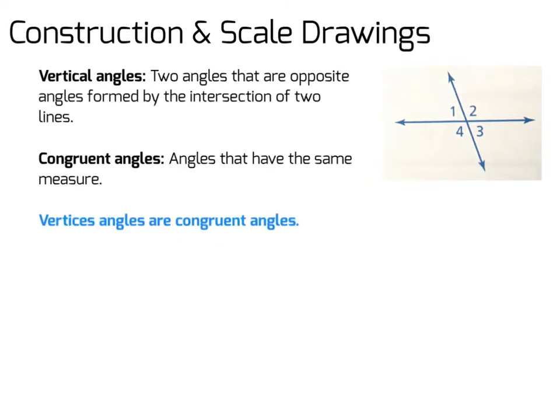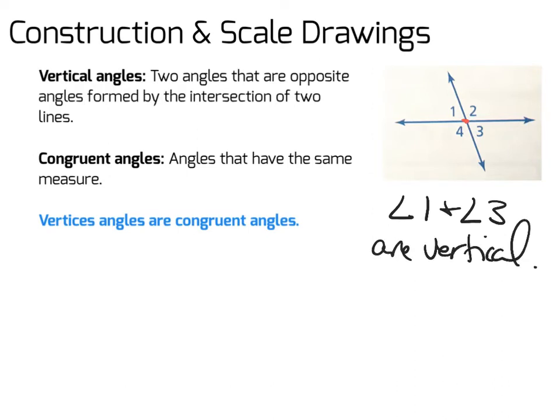Vertical angles, on the other hand, are two angles that are opposite angles and formed by the intersection of two lines. So again, I have my vertex. Like I said, 1 and 2 are adjacent, and 1 and 3 are vertical. Angles 1 and 3 are vertical. They are opposite angles. Okay, congruent angles are angles that have the same measure.